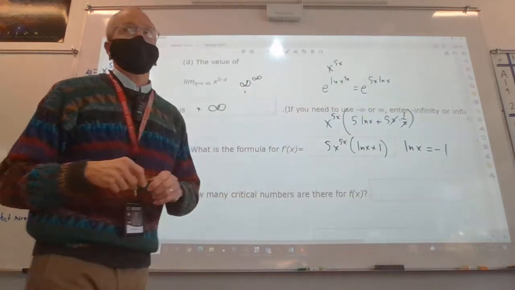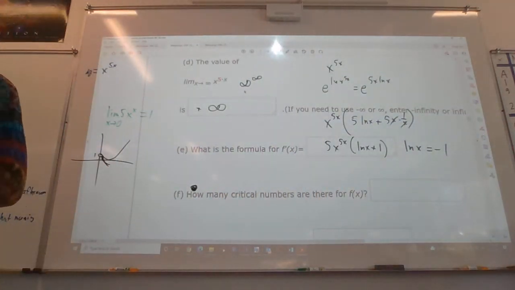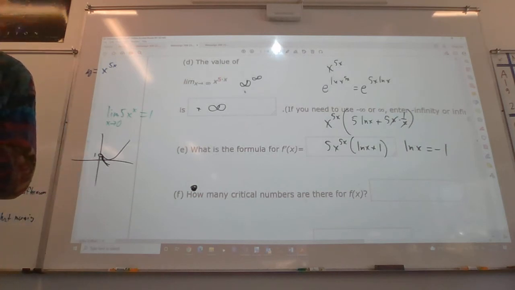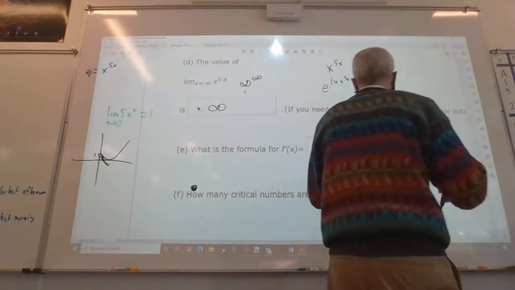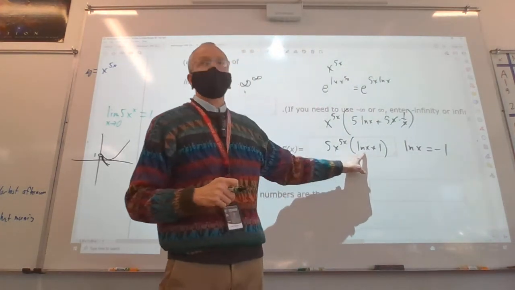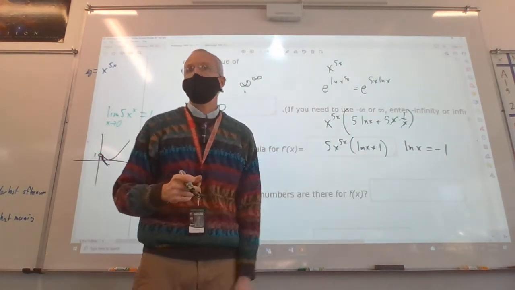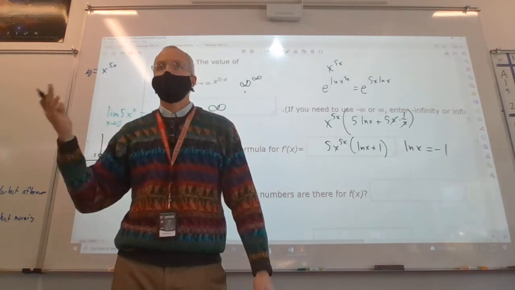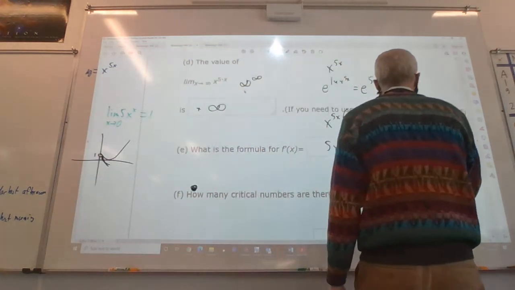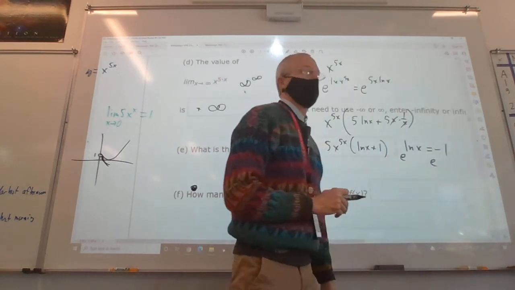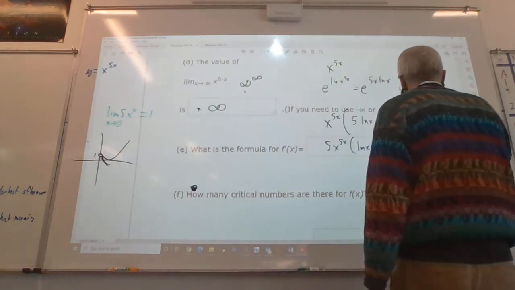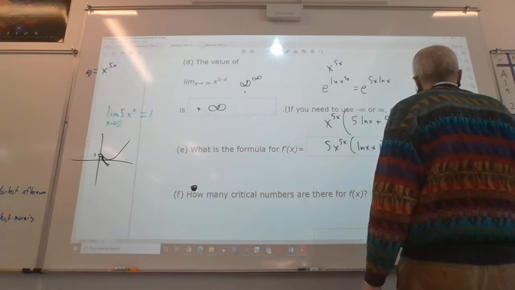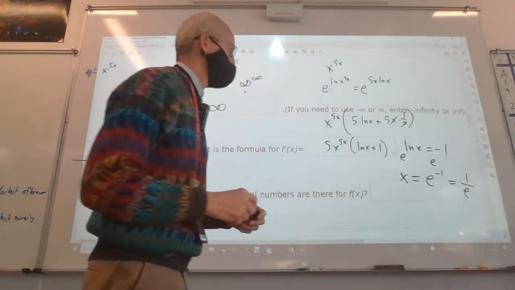Can we get the log of x to be negative? Sure we can. For this to be 0, everybody agree ln of x has to be negative 1, right? Negative 1 plus 1 is 0. So how do we solve this if it's confusing to you? You raise both sides to the e. E to the ln of x cancels, that's x. So x is e to the negative 1, which is just 1 over e. So this is 0 at 1 over e.